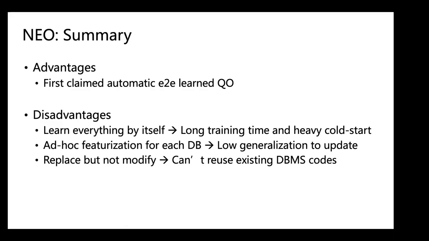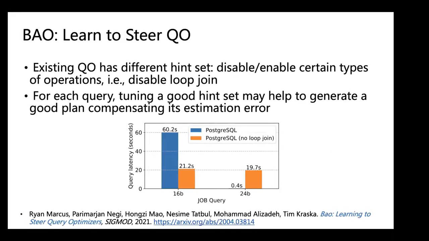And Neo tries to replace, but not to modify, an existing query optimizer. So it's a waste that you cannot reuse the existing DBMS's code, and replacing a QO in an existing DB may also be risky. So the next solution is Bao, which tries to steer an existing QO, but not replace it.